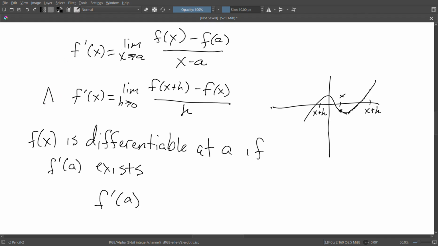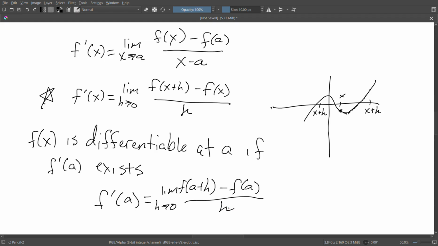This is just my personal bias. I happen to like this formula a lot more than this top one. It just turns out to be a little bit more versatile and useful. So I'm going to write the limit as h approaches 0 of f of A plus h minus f of A over h. So if this limit exists, then we say that the function f of x is differentiable at the point A. And if it's differentiable at every point in an interval, then we say that it's differentiable on that interval.